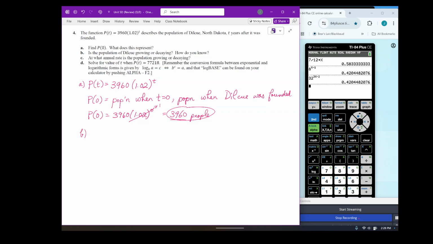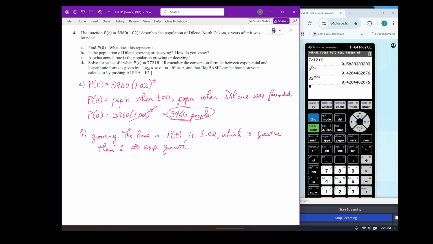So B, let's see. Is it growing or decaying? Well, it's growing, and hopefully you can tell why. The base in the P of t equation is 1.02. And notice that's greater than 1. I'll write it like this. And so then you get exponential growth.